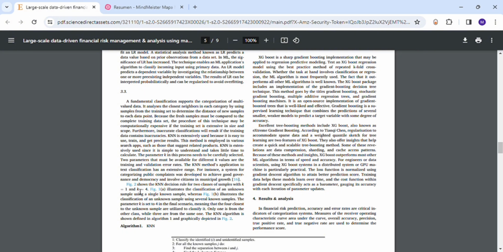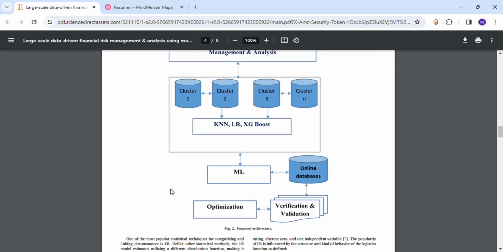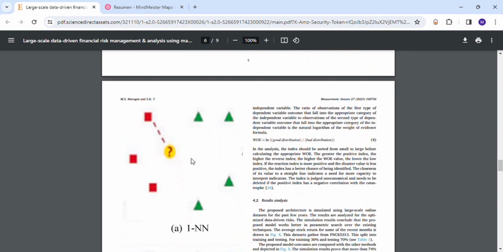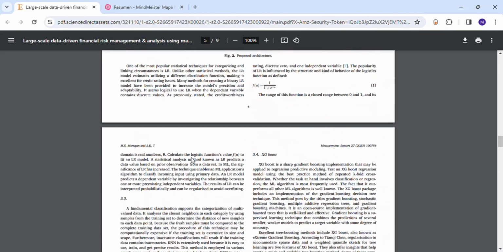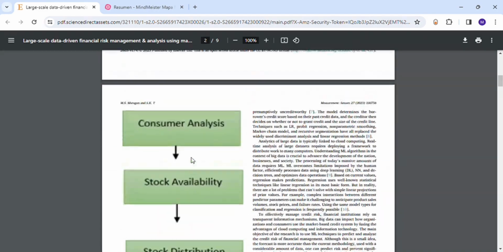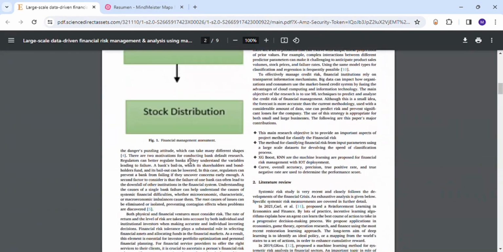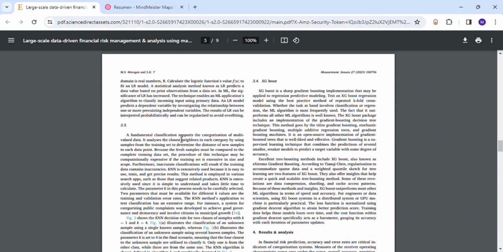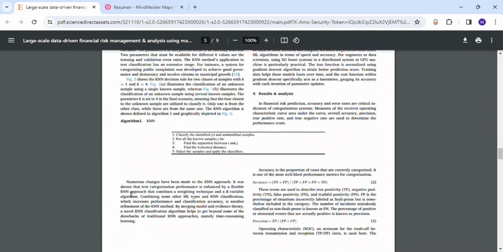Figure 2 shows the KNN decision rule for two classes of sample with K equal 1 and K equal 2. So Fig 2, this is Fig 2, this is the graphic, and Fig 1 is up here, this is Fig 1.